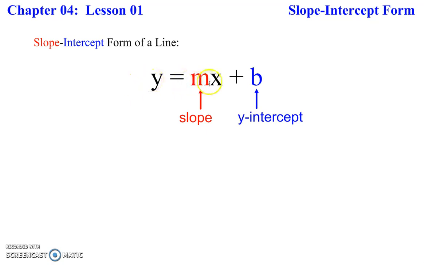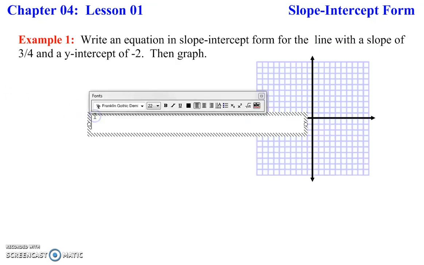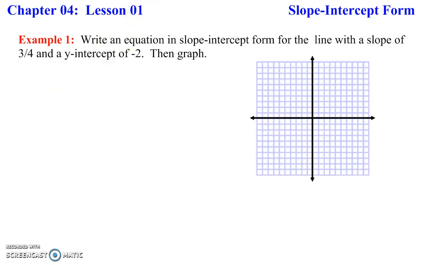Slope-intercept form, y equals mx plus b. B is the y-intercept, where the graph crosses the y-axis. M is the slope. That's how far we go up or down and over. Now remember, m is not x. X is not m. M is the slope. It's dope, that's fun.